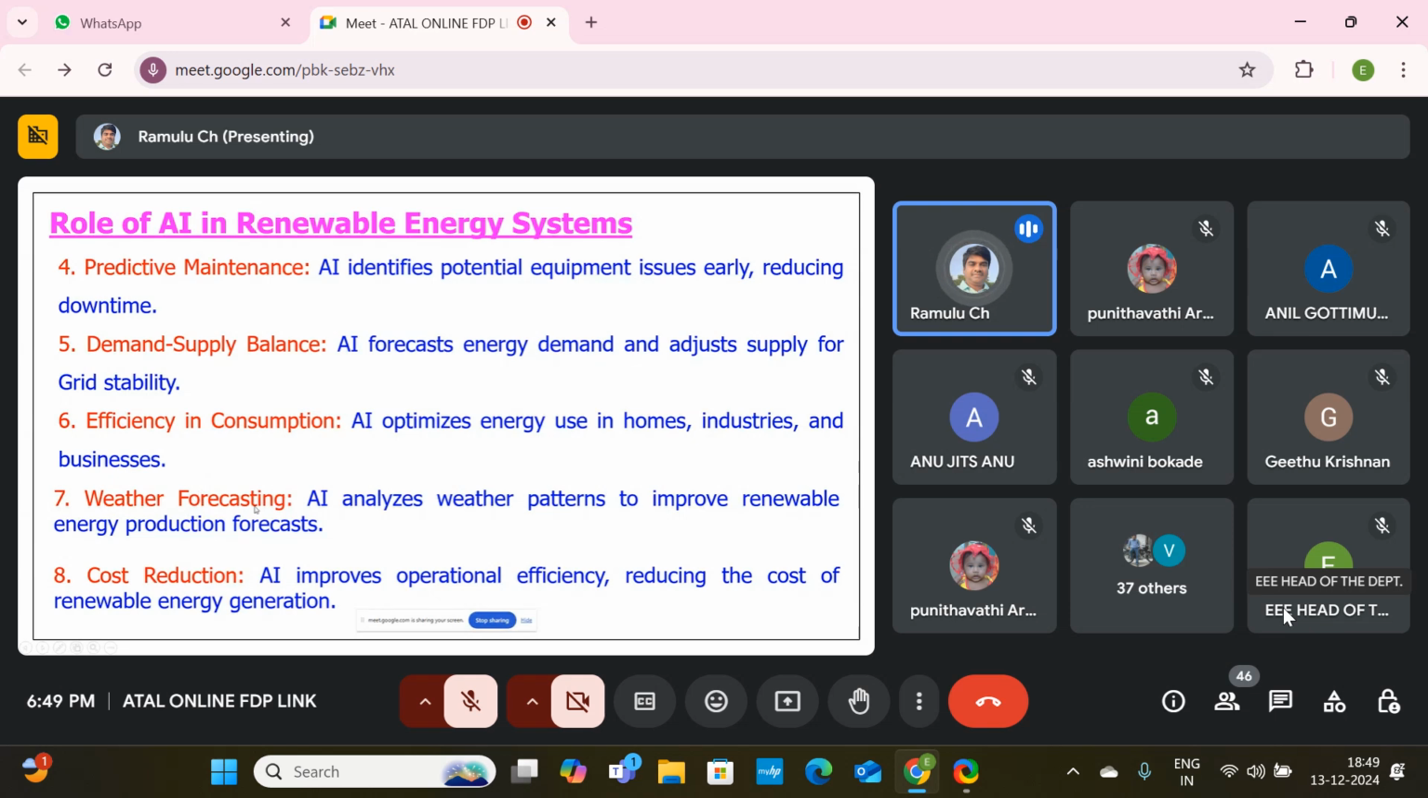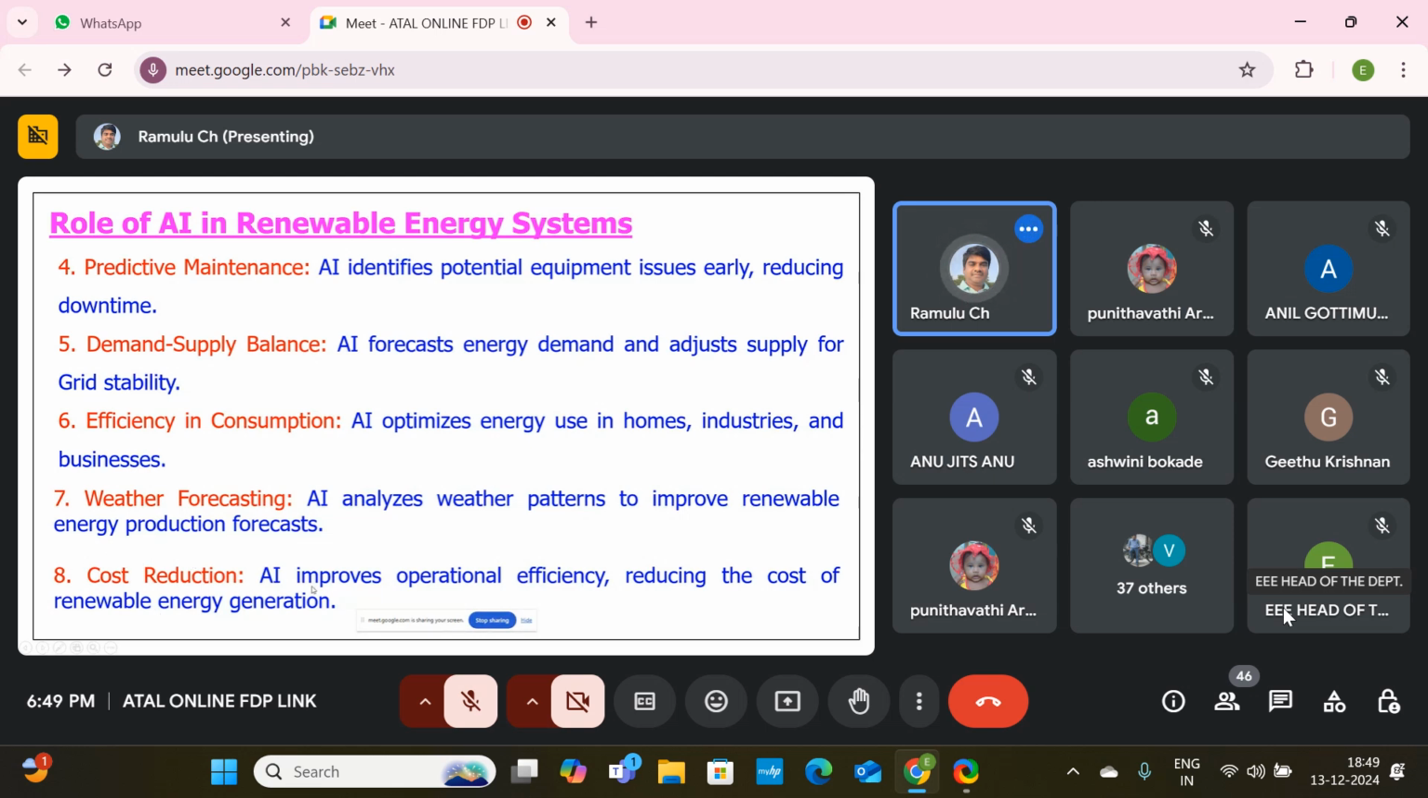Now weather forecasting. Based on weather forecasting, things come into the picture. AI analyzes weather patterns to improve renewable energy production forecasts. Based on the conditions, how to extract the possible energy is possible by AI algorithms.